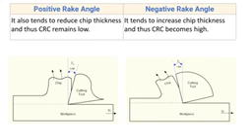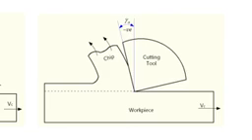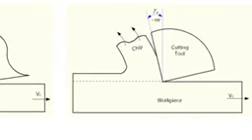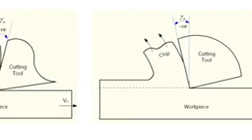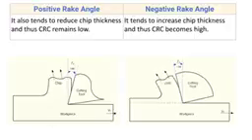The chip reduction coefficient is defined as the ratio of chip thickness to uncut chip thickness. Here we are getting the chip with less thickness, and that is why the CRC also remains low with positive rake angle. Now the negative rake angle tends to increase the chip thickness, and thus CRC becomes high. As the chip thickness is high, the CRC will also be high in case of negative rake angle.